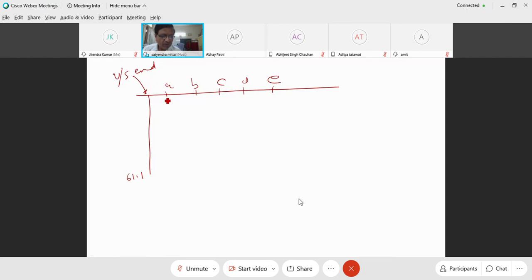So at A, the pressure is calculated as 48. At B, we had already calculated 37.6. C, 32.5. D, 27.3. E is 22.1. So you will join these. This is the pressure diagram. And the area of this pressure diagram will give you the total uplift force.